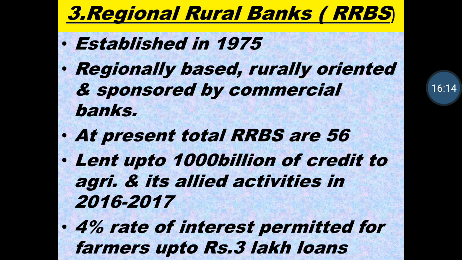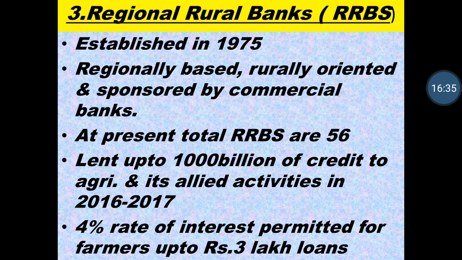Allied activity means, along with agriculture, the activities we do like animal husbandry, dairy, wood collection, then horticulture. These activities we call allied activity. So as per the data, RRBs have provided 1000 billion of credit to agriculture and its allied activity.